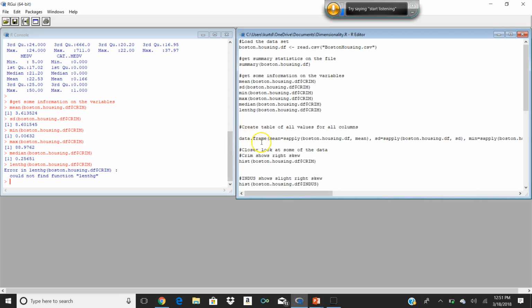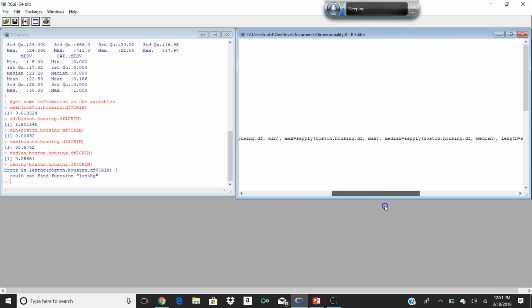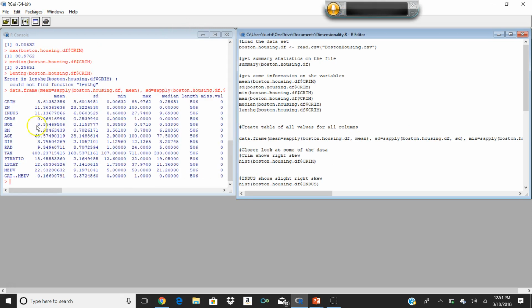So again, with this data frame command, we're going to run mean, standard deviation, min, max, median, and all those commands across the entire data set, and build a data frame that will just go ahead and display it for us. So we'll go ahead and run that now. And it gives us this data frame. Okay, so here are our 14 variables. Here are the columns that we created when we ran this command. We have mean, standard deviation, min, max, median, length, and there are none of them that are missing values.